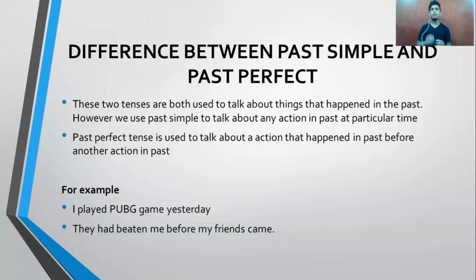Difference between past simple and past perfect. These two tenses are both used to talk about things that happened in the past. However, we use past simple to talk about any action in the past at a particular time. Past perfect tense is used to talk about an action that happened in the past before another action in the past. For example, I played PUBG game yesterday and they had beaten me before my friends came.